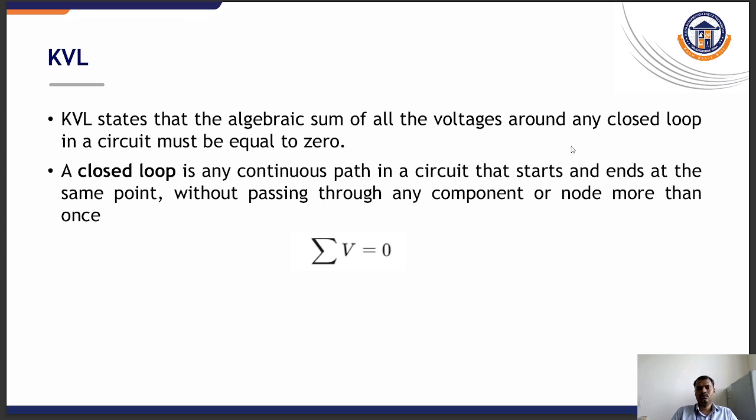The next is Kirchhoff's voltage law. Kirchhoff's voltage law states that the algebraic sum of all the voltages around a closed loop in a circuit must be equal to 0. A closed loop is any continuous path in a circuit that starts and ends at the same point without passing through any component or node more than once. So we can say that the summation of all the voltages is equal to 0.